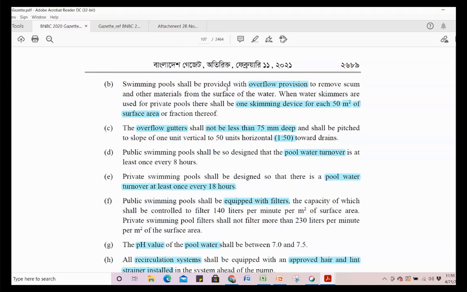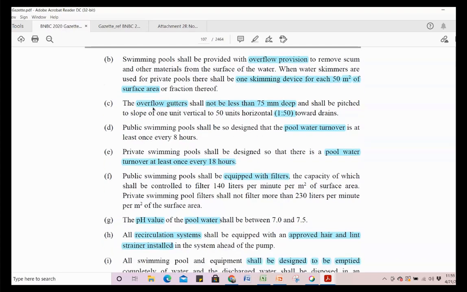Swimming pools shall be provided with overflow provisions to remove scum and other materials from the surface of the water. When water skimmers are used for private pools, there shall be one skimming device for each 50 square meter of surface area. So particularly for maintenance purpose, when skimming devices are installed, there will be 50 square meter per skimming device. So if the pool is larger, we'll need more skimming devices there.